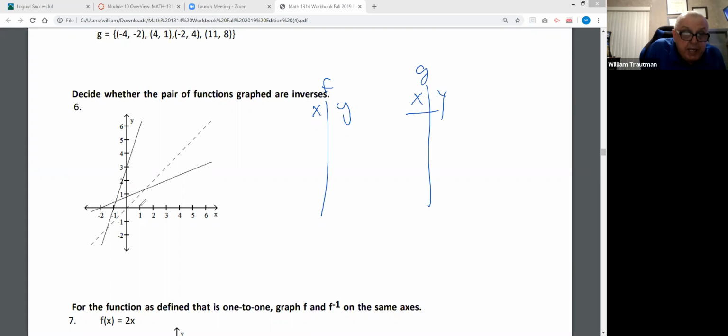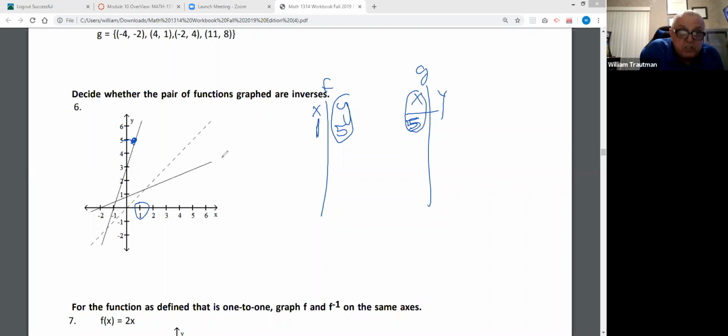Let's say X is 1 for F. If I go up to 1 for F, it's about right here. It looks like Y is 5. So go to Y. If y is 5 in one function, make x 5 in the other function. I just put a 5 over here because it should be opposite. And then find out what the y equals.